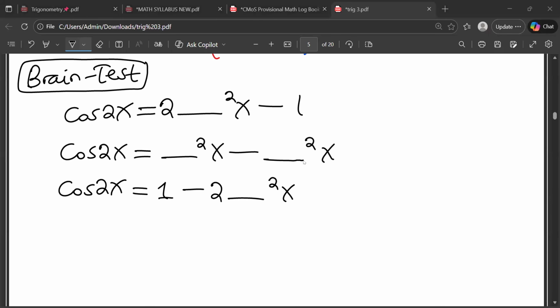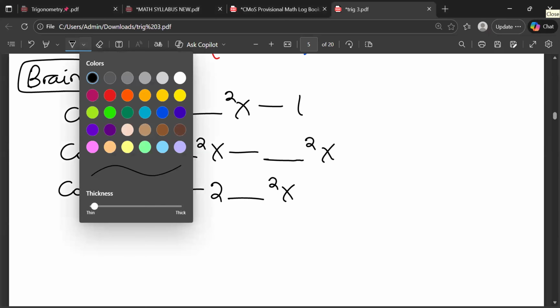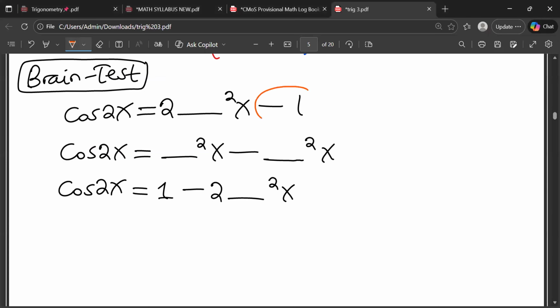I saw Fahad raising up the hand first. Yes, Walter. But I'm not seeing Fahad. Yes, Walter. Good evening, doctor. Yes, the first one. How can we fill it? I can see it's ending in -1. So there we're going to put cos. Why?